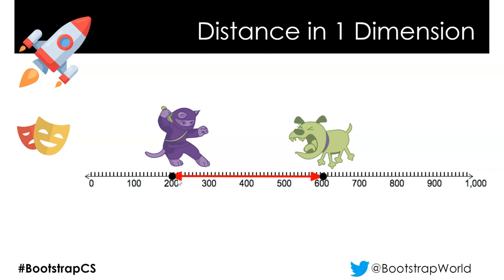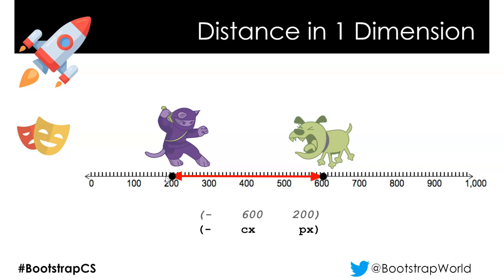All right, and so there's a distance. Let's say they put them at 200 and 600. There's a distance between 200 and 600. And we could write that in WeScheme as the difference between 600 and 200. Of course, we get 400.